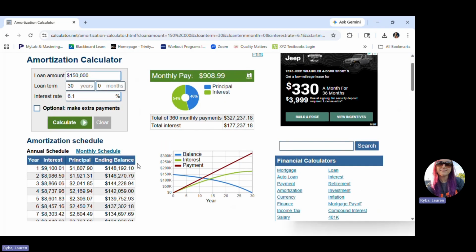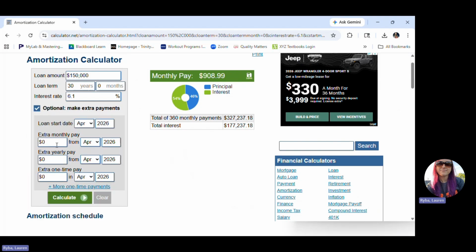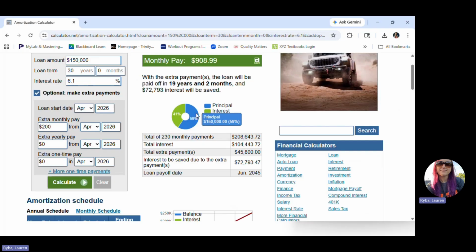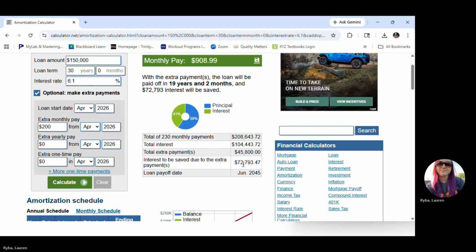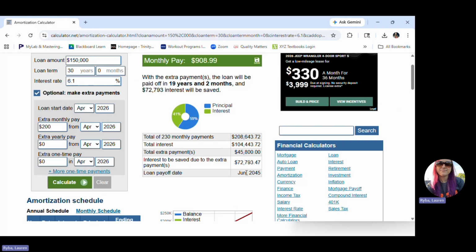Now, here's where this gets really interesting, just to show you. If you want to make extra payments, you can see how this impacts you. So let's say every month you add another $200. You can see then the amount of interest you save and when you'll actually pay off your loan. So there's ways you can see here, okay, you're going to pay your 30-year mortgage loan in 19 years and 2 months, and you'll save $72,000.